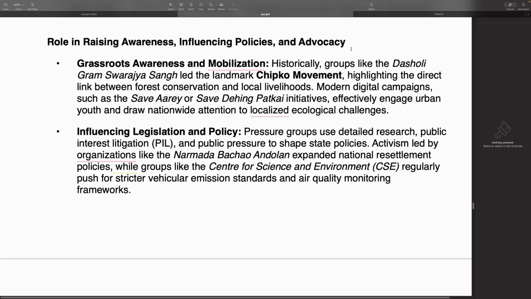Modern digital campaigns such as the Save Aarey or Save Dehing Patkai initiative effectively engage urban youth and draw nationwide attention to localized ecological challenges. Influencing legislation and policy. Pressure groups use detailed research, public interest litigation, and public pressure to shape state policies. Activism led by organizations like the Narmada Bachao Andolan expanded national resettlement policies, while groups like the Centre for Science and Environment regularly push for stricter vehicular emission standards and air quality monitoring frameworks.